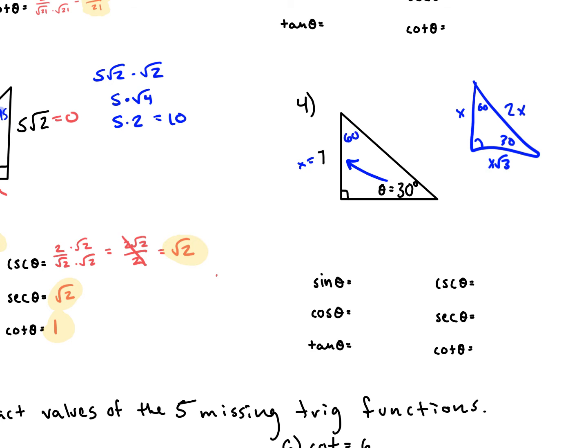That would make this angle up here 60. So opposite of the 60 would be what? 7 square root 3. So it's whatever your x is times square root 3. And then opposite of the 90, our hypotenuse, is 2 times x. So it would be 14. Awesome.